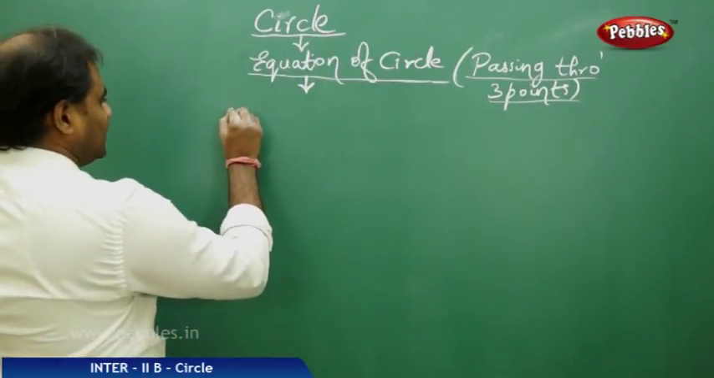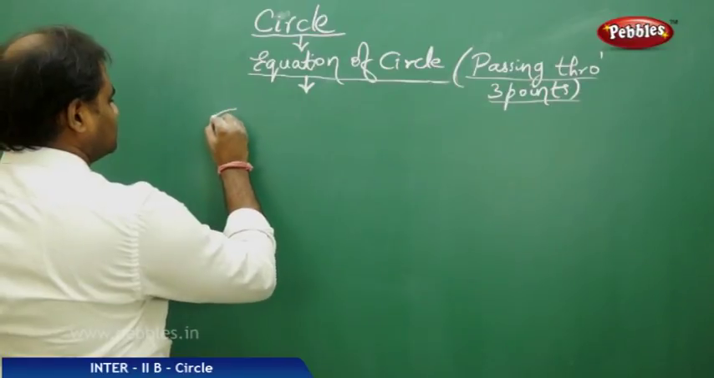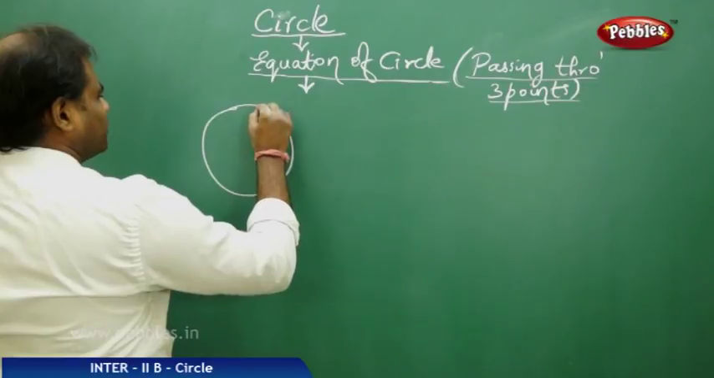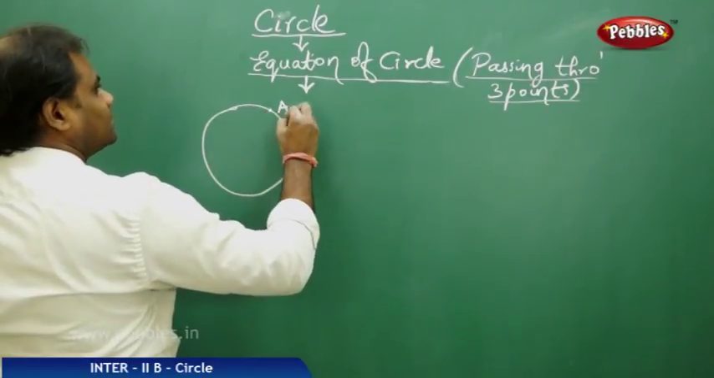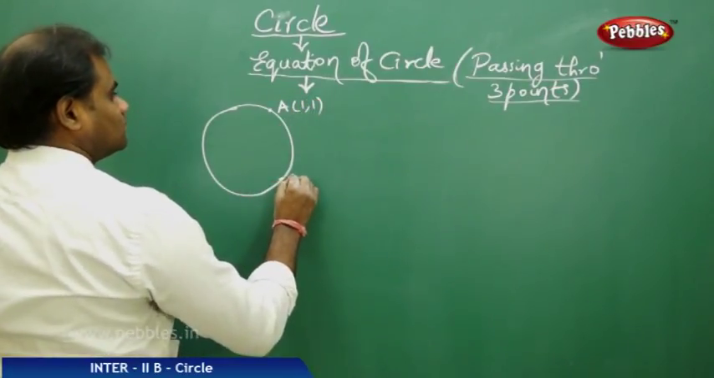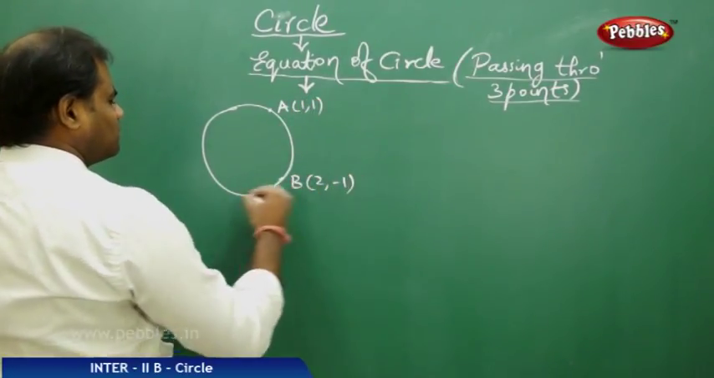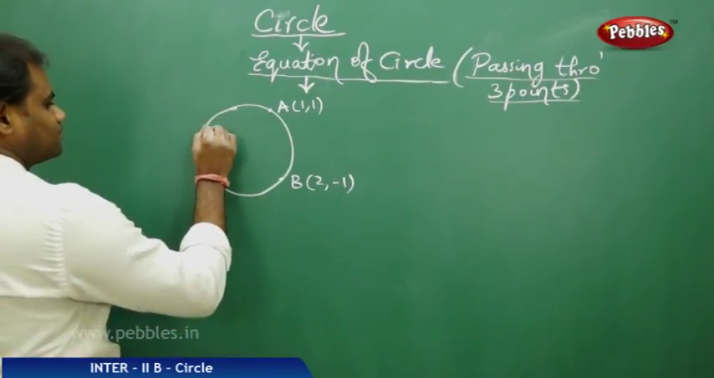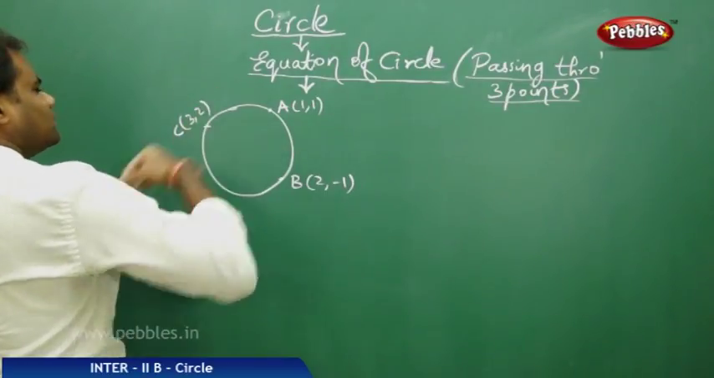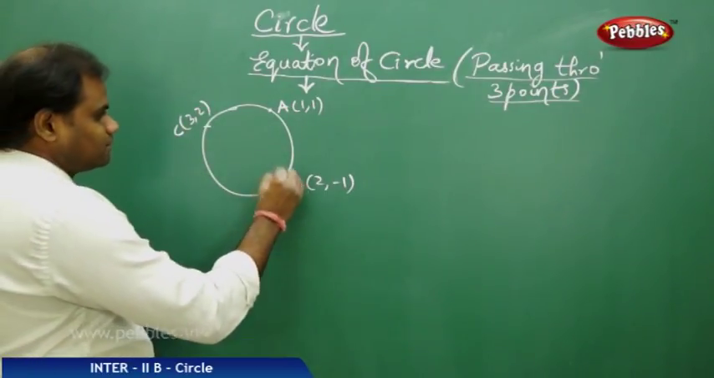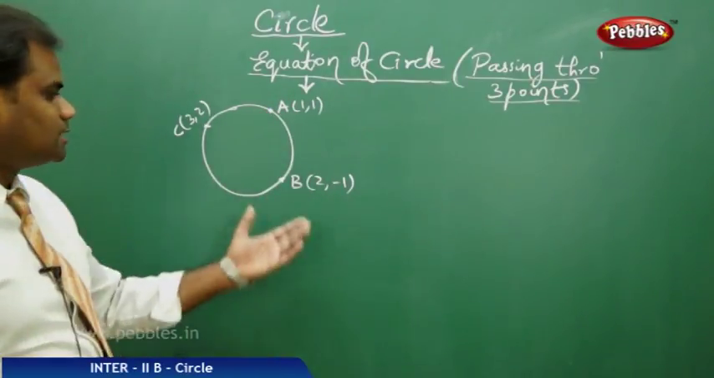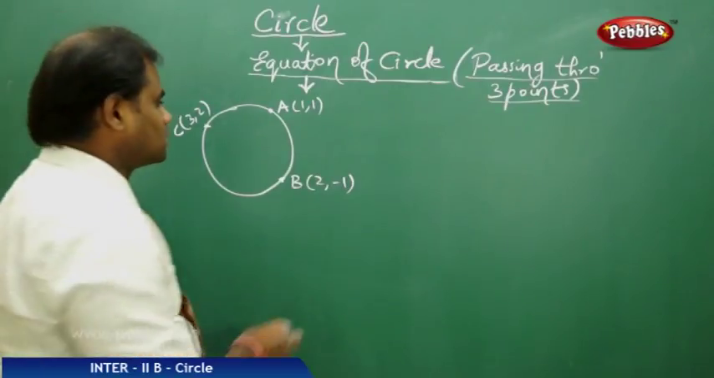So for example, I have a circle which passes through 3 points, say A, which is 1 comma 1, and B, which is 2 comma minus 1, and C, which is 3 comma 2. So if I have the circle passing through 3 points A, B and C, then let's see how we can find the equation of the circle.